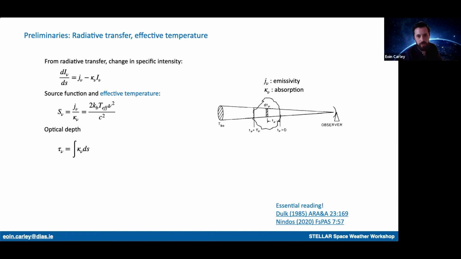That could be the solar corona itself. Doesn't matter what it is. It's a plasma between you and the source, and it contributes in a couple of ways. So it can either contribute by emitting intensity itself, in other words, a positive contribution.